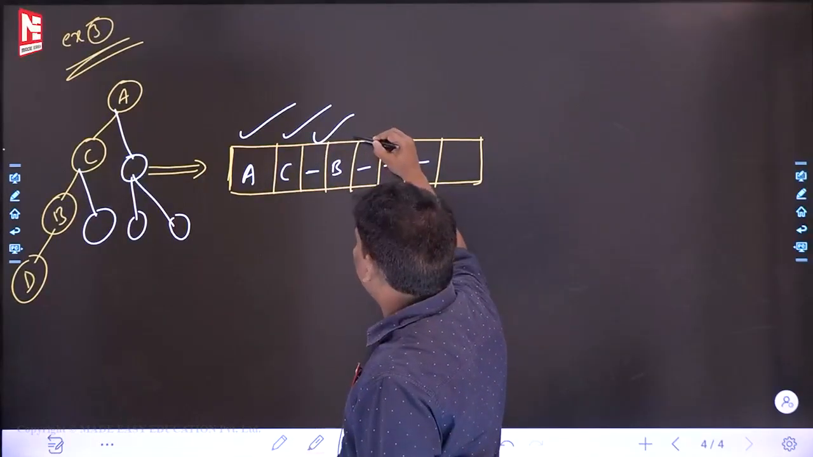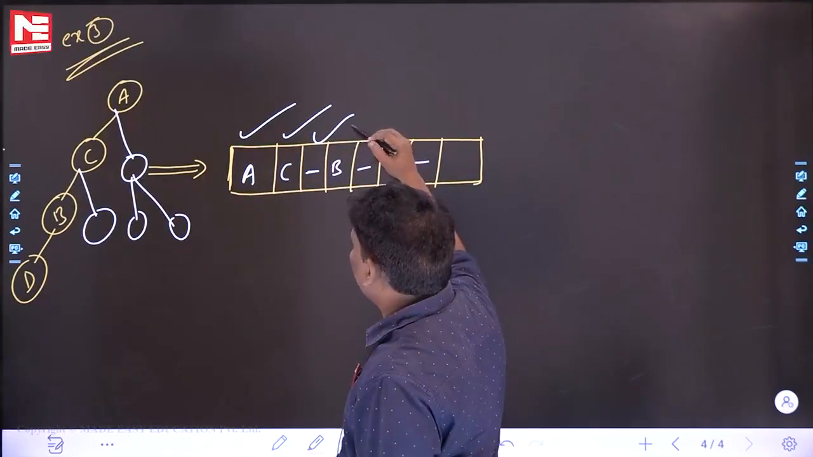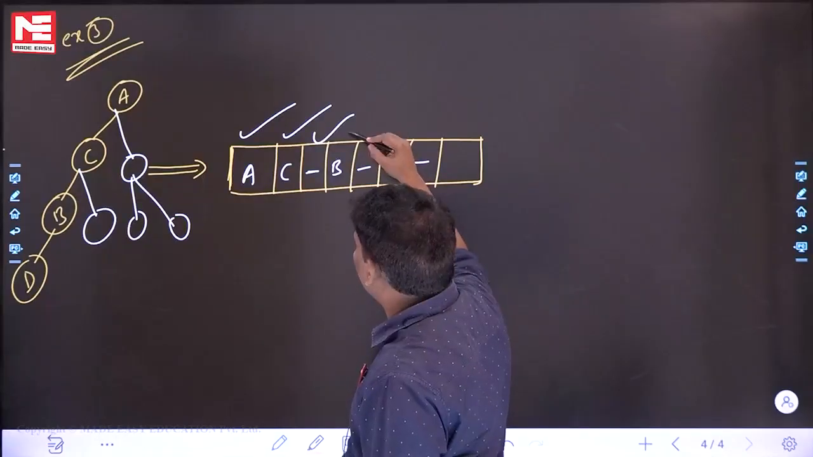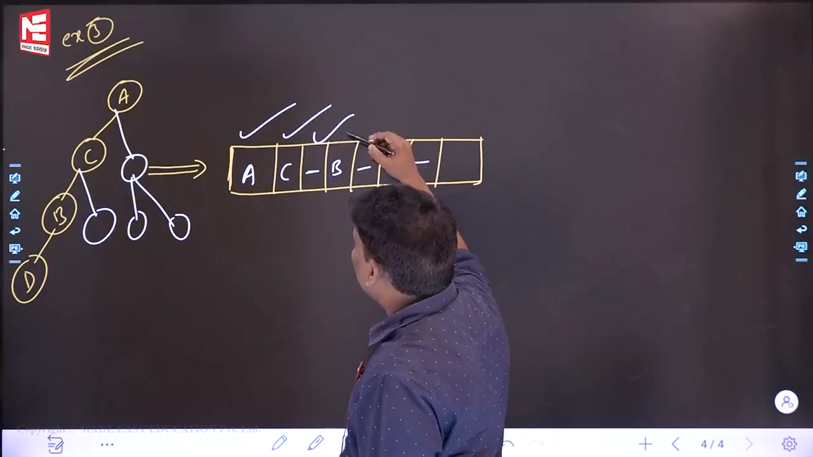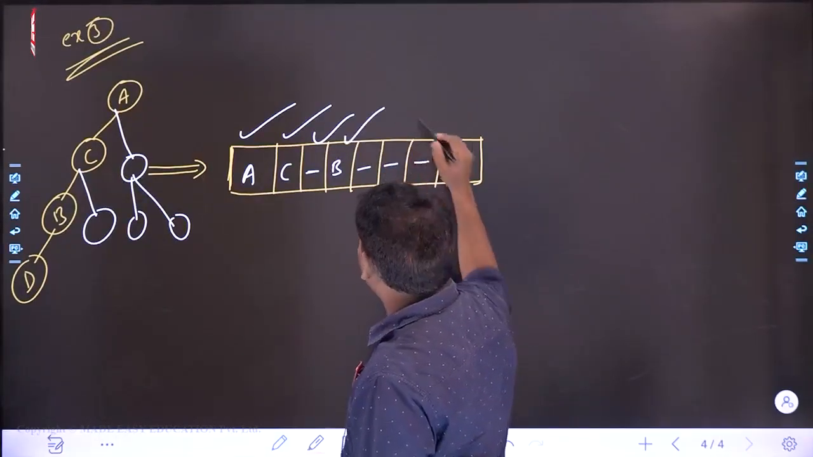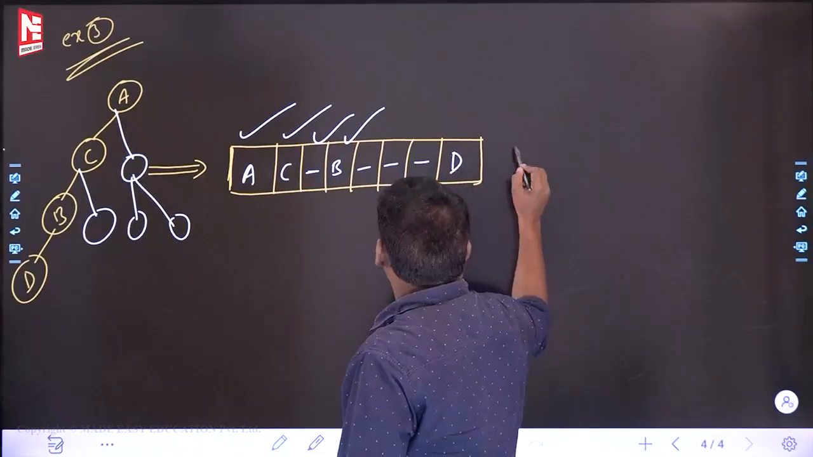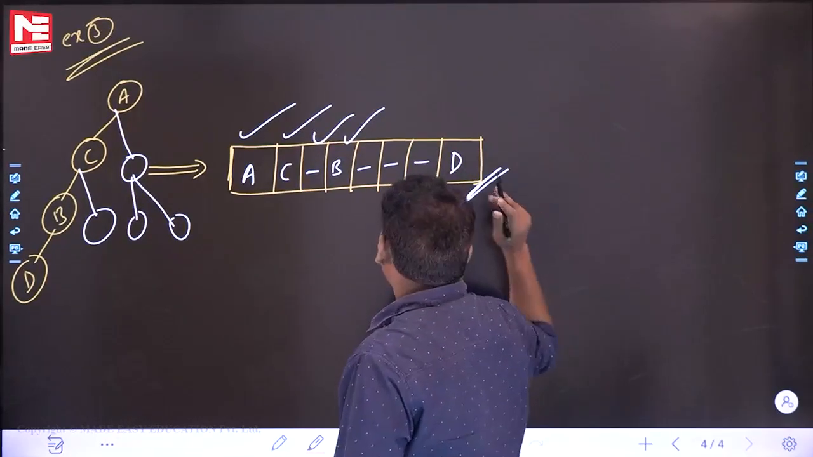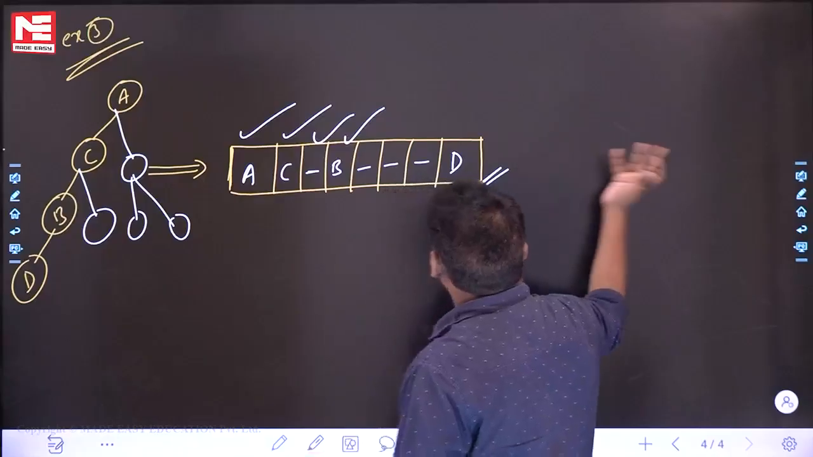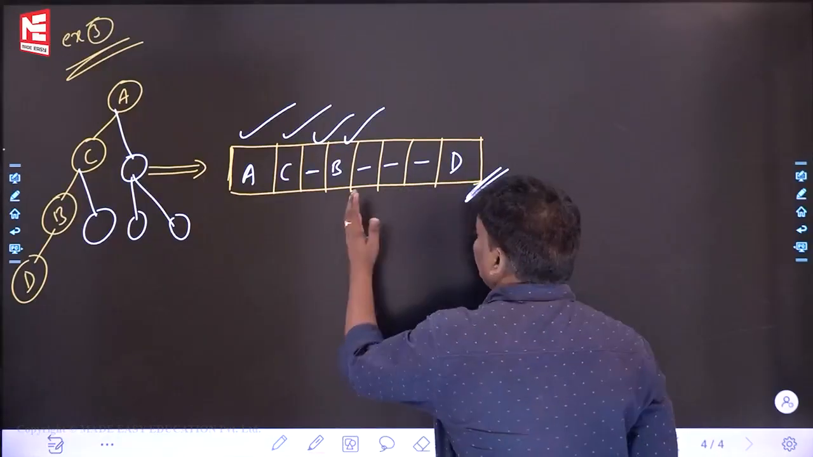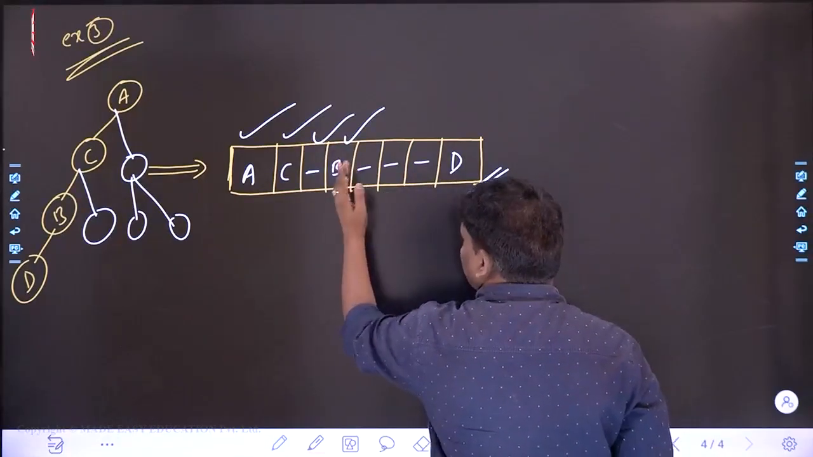Who are those? See the interesting answer. This is the mistake people are making. B followed by their 2 children. What is the answer? D and gap. But when you see the last one, stop. When your story is over, there is no requirement of 2. B's 2 children are D and gap.